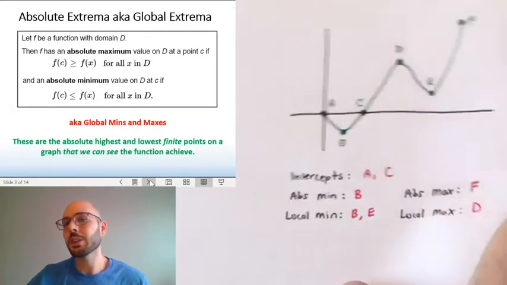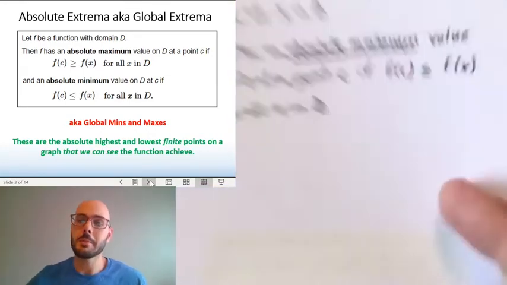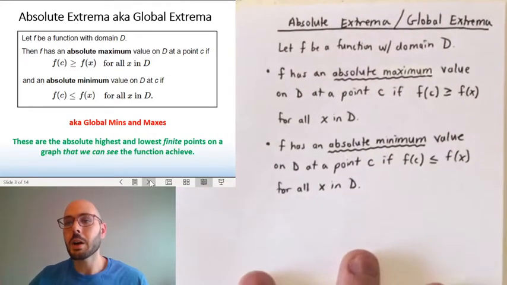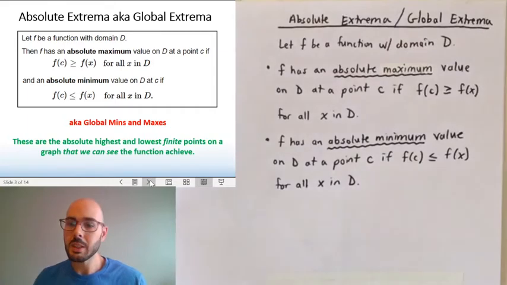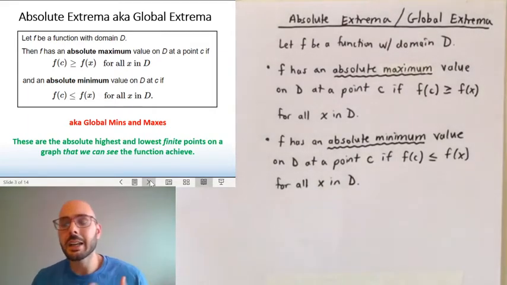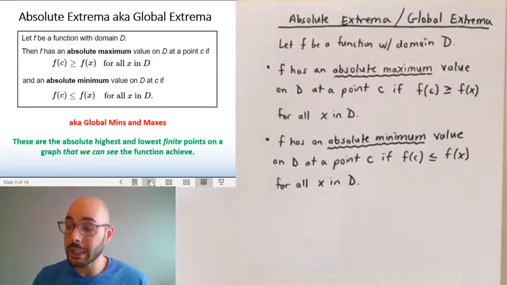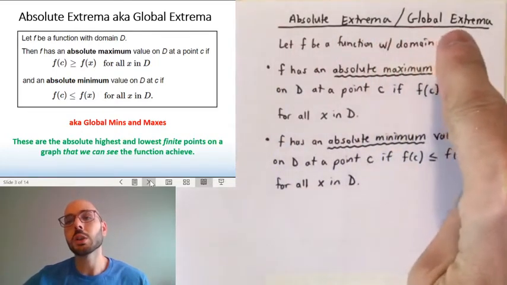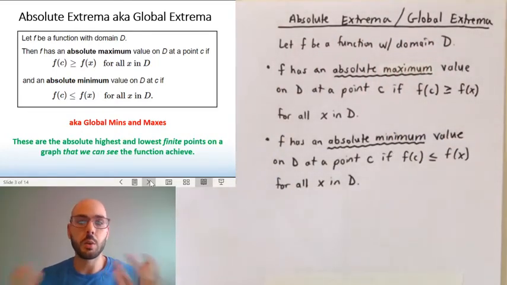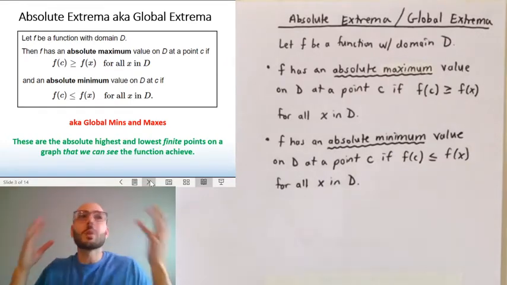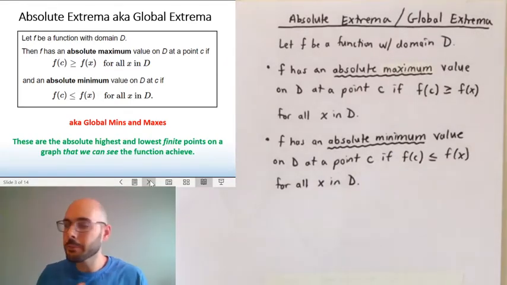So here are the definitions of absolute extrema. I do recommend pausing and writing these down. They're a little bit more advanced, kind of textbook definitions, but you want to get used to seeing and reading and interpreting those as you move forward in your mathematical careers. So absolute extrema, also called global extrema, that's just another word for that. Global means all over, what's the highest and lowest points.